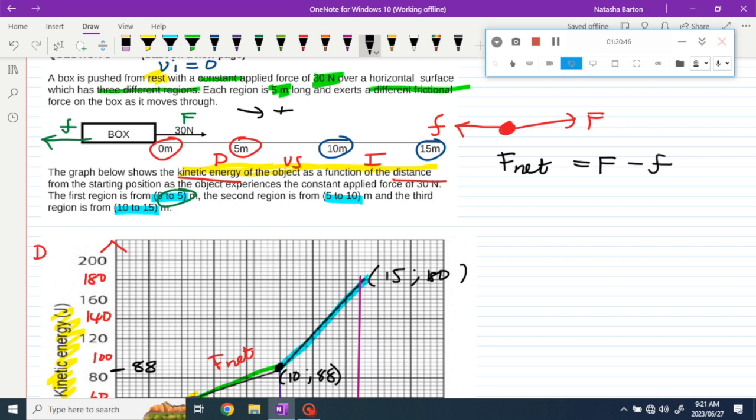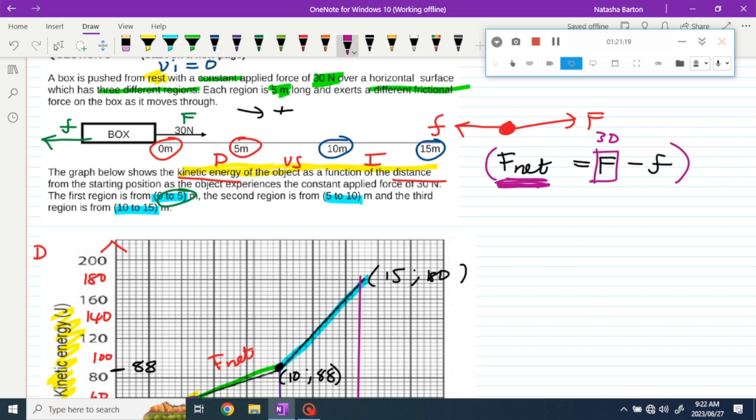If you are one of those learners that put plus signs everywhere and only when you substitute you put in the negative, that's fine. But in the end, you're going to subtract the friction value from the applied force's value. Looking at this equation, when will the net force be the smallest? Remember, this is a constant 30 newtons. To make this small, what do I need to do over there?